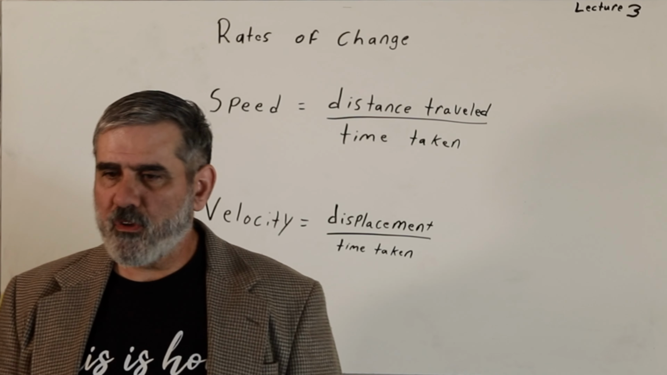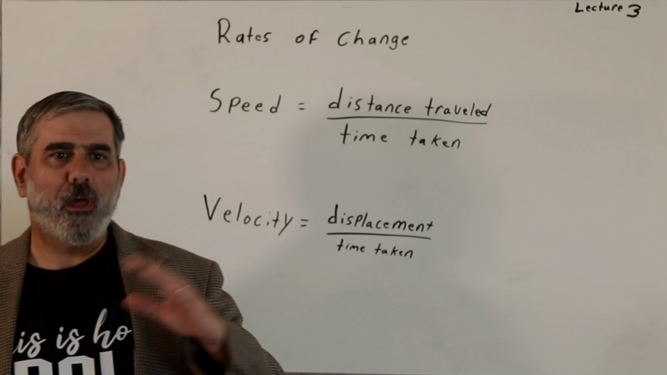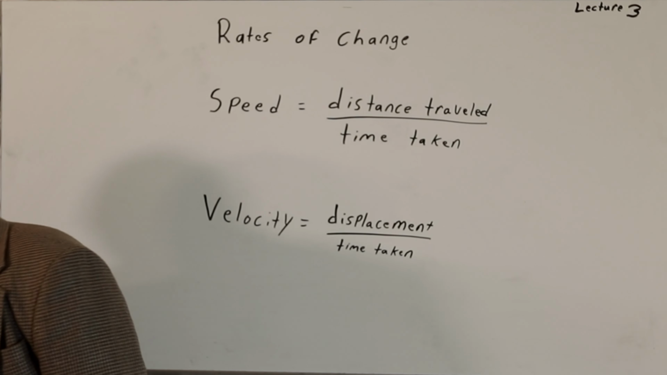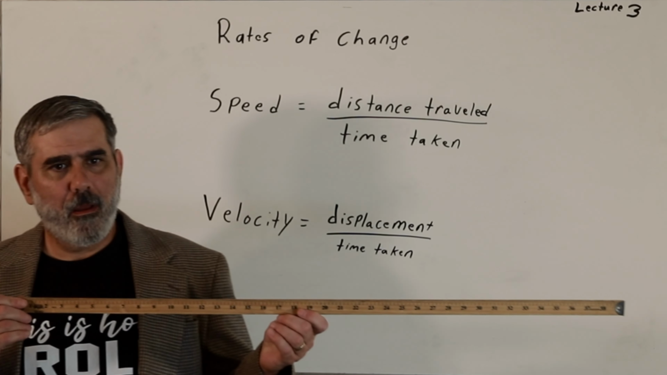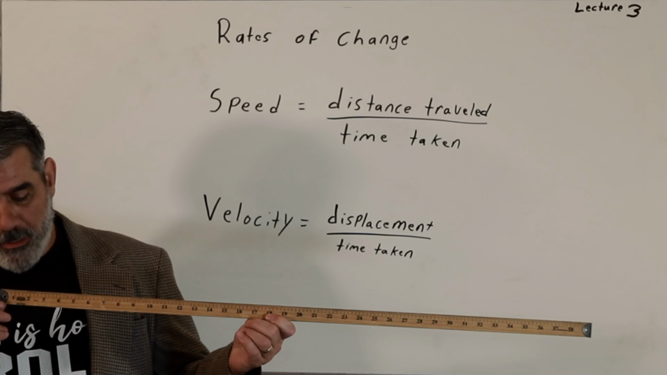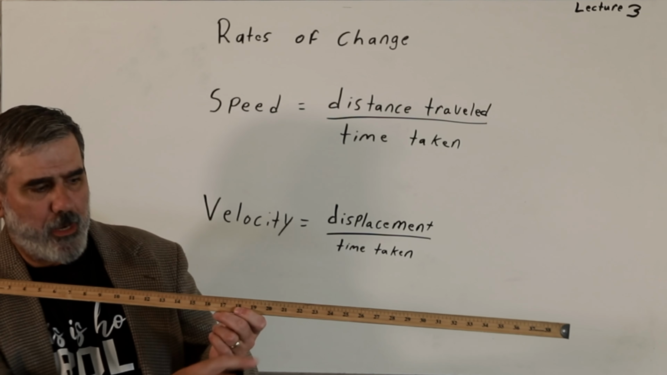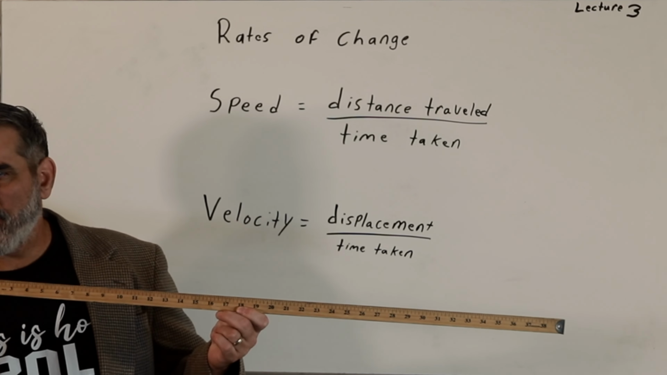Now, if we restrict ourselves to one dimension, then we would say that we've got a positive direction and a negative direction. The negative direction would be going backwards. So if this is my reference frame, or my ruler really, right? If I'm going with a positive velocity, I'm going this way. If I'm going with a negative velocity, I'm going backwards, like this.